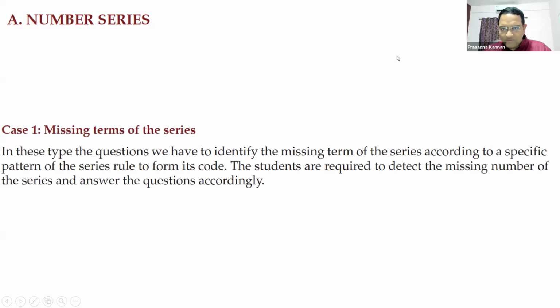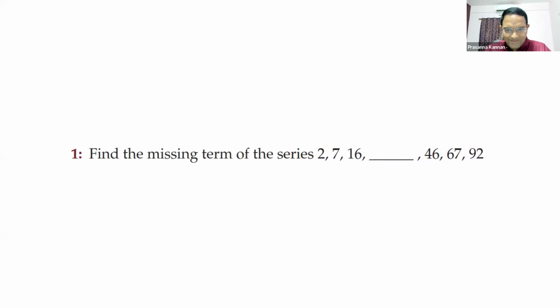So one of the questions that we often see is you are given a sequence, correct? And then we have to find the missing term in the sequence. So you have to detect the missing number in the series and answer the question accordingly. Under each type, we will see one or two questions. In our class, we saw only alphabets, correct? Now we will see numbers also, okay? Find the missing term of the series 2, 7, 16, then something else which we don't know, then 46, 67, 92.